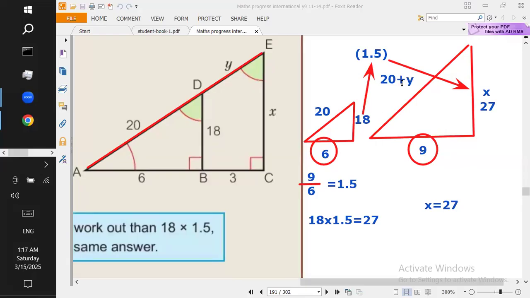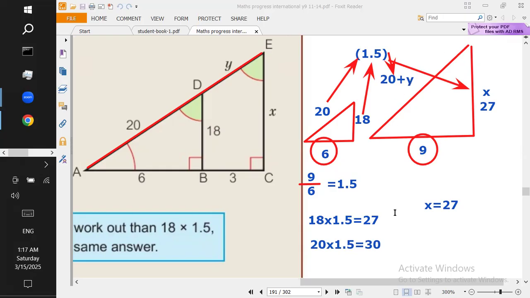Now, I want to find y, and I know that the whole line is 20 plus y. So first I find the whole line by using the scale. And this line is a bigger line. It means I have to multiply the one corresponding to it, which is the 20, by the scale. This will give me this line. Now, 20 times the scale, which is 1.5, will equal 30. And this means that the whole line here is 30.